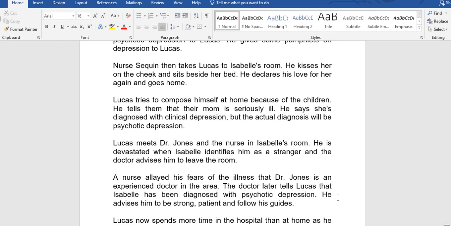Lucas tries to compose himself at home because of the children. He tells them that their mom is seriously ill. He says she's diagnosed with clinical depression, but the actual diagnosis will be psychotic depression.